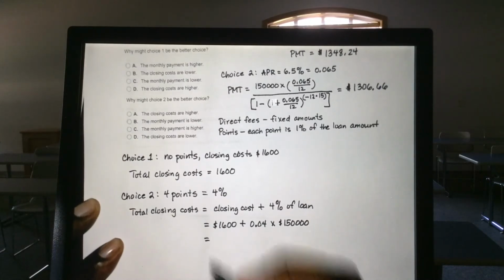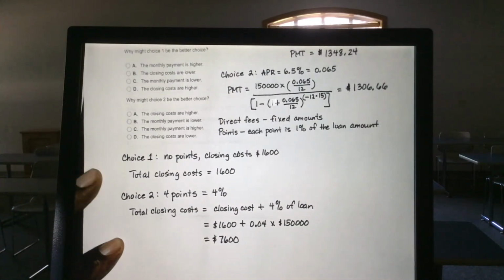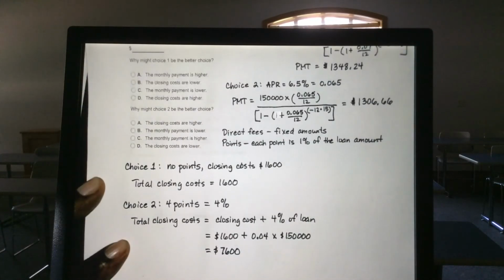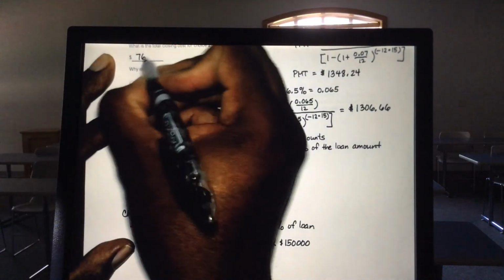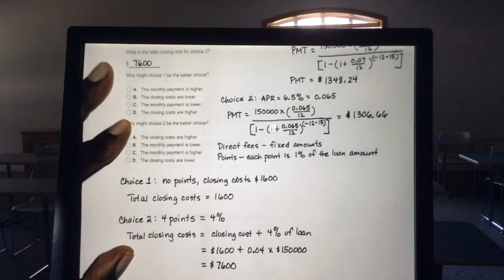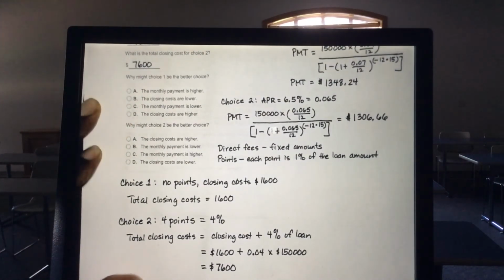And that's going to give you $7,600. Okay? So the total closing cost for choice number 2 will be $7,600.